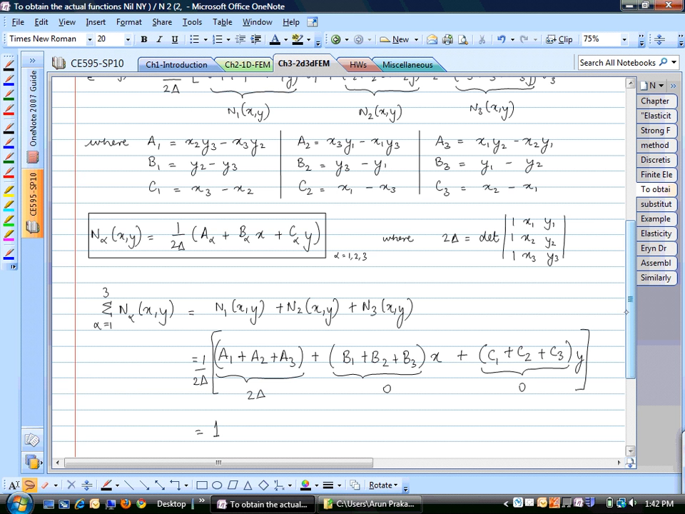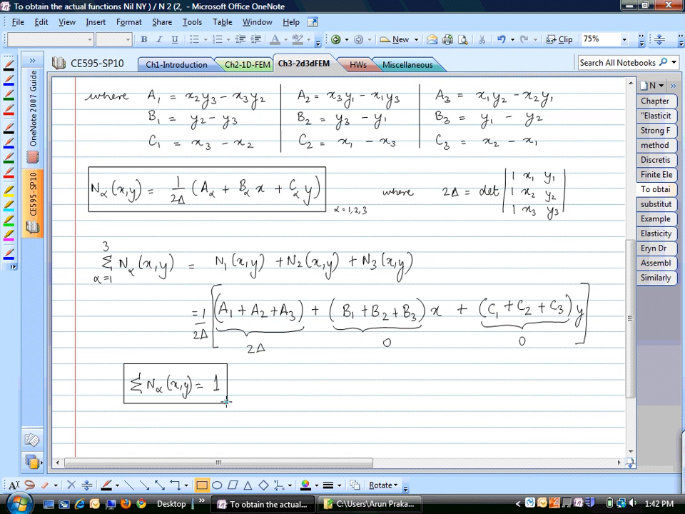What are the requirements for the convergence of finite elements? Meaning that if you keep on dividing your domain into smaller and smaller triangles, will you converge to an exact solution, or will your solution start to diverge? So this property, that the sum of the shape functions at some general point within any element has to be equal to 1, is called the completeness requirement. Okay.